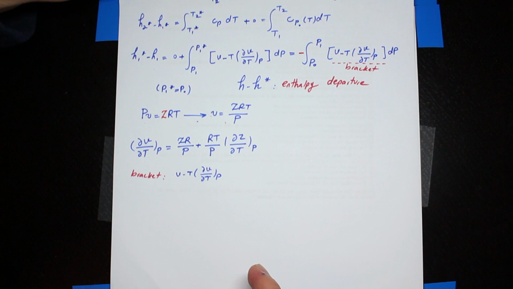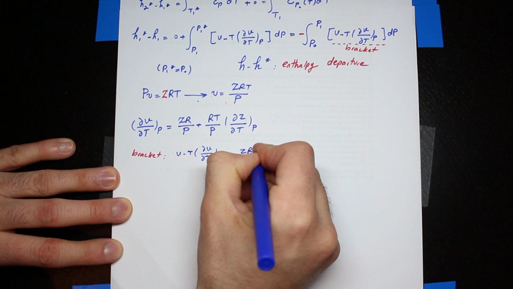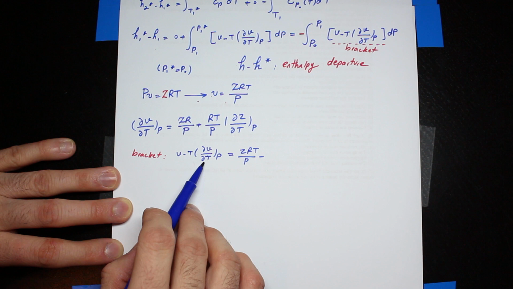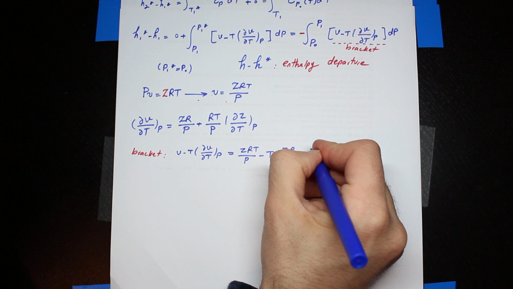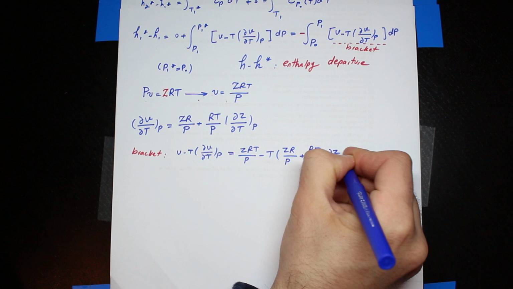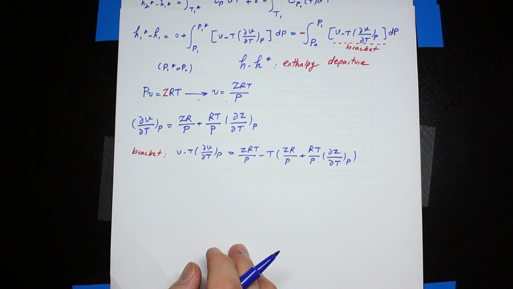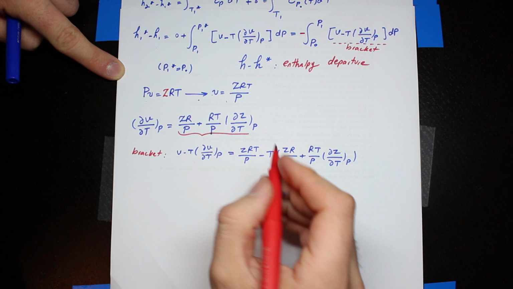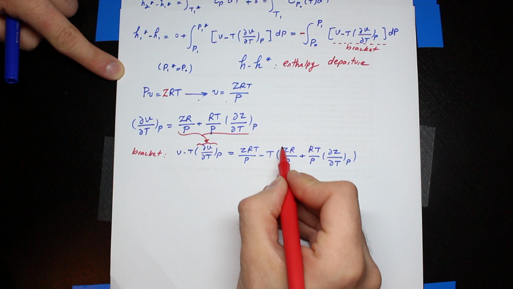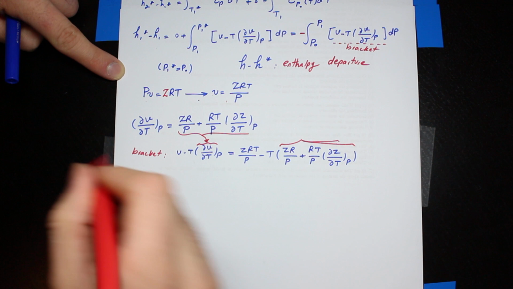That will be ZRT over P minus, instead of this partial V partial T, I will have this one here. So it's going to be T multiplied by ZR over P plus RT over pressure partial Z partial T at constant pressure. So basically what I did, instead of partial V partial T for the constant pressure, I had the entire thing here. So this goes into here and that shows up here basically. Okay, so that goes into here.